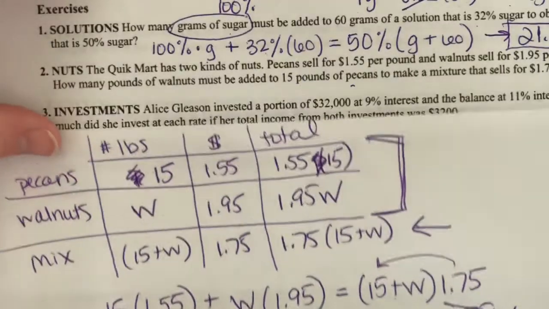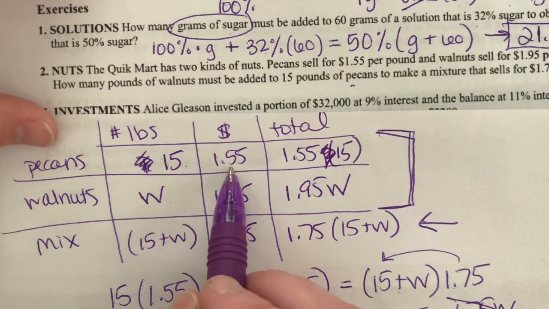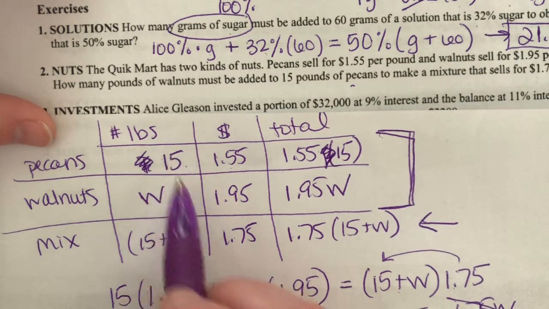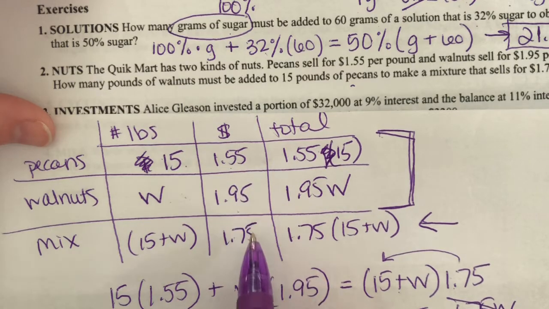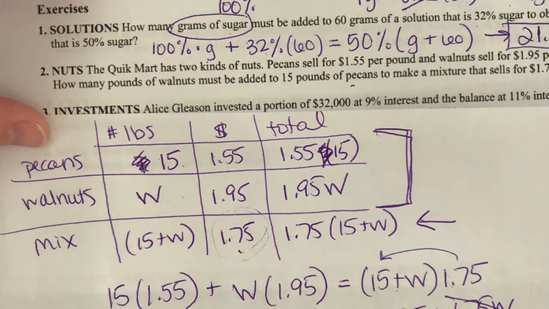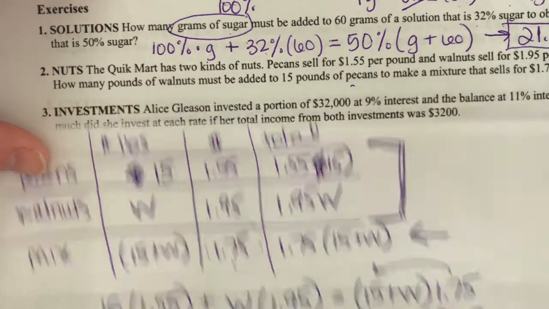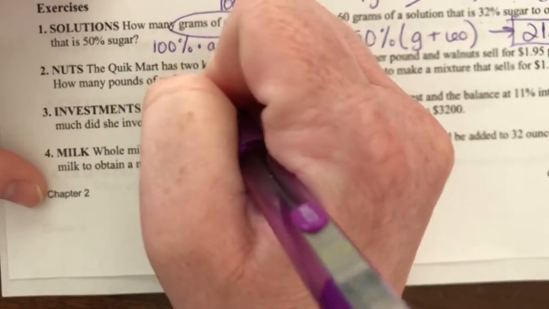15 pounds of walnuts. I already bought 15 pounds of pecans at $1.55 each. So if I buy the same amount of walnuts, 15 pounds, at $1.95 each, then the total should average together to $1.75 per pound times 30 pounds total. Right? Makes sense. So we'll say for walnuts, 15 pounds.